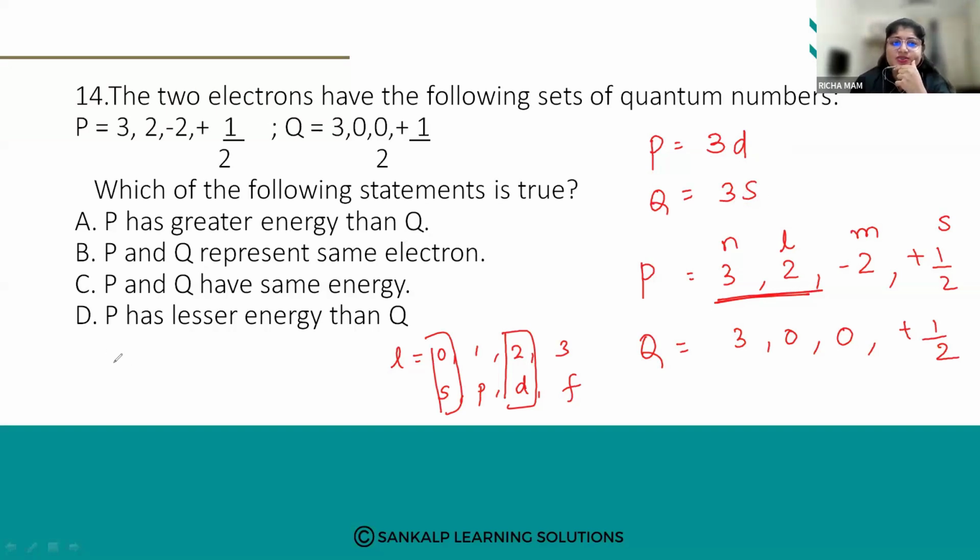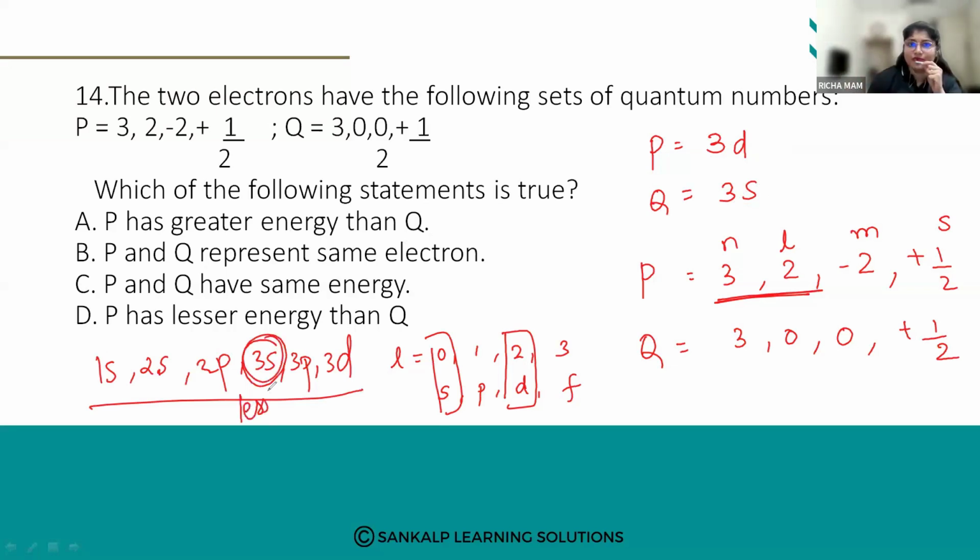When we see, first comes 1s, then 2s, then 2p, then 3s, then 3p, then 3d. So when we write the electronic configuration, 3s is less in energy. We know, according to the above principle, that when we are filling up the electrons, the electron filling takes place from lower energy orbital to higher energy orbital. So which is the lower energy? 3s. So when we see the following statements, which is correct now?